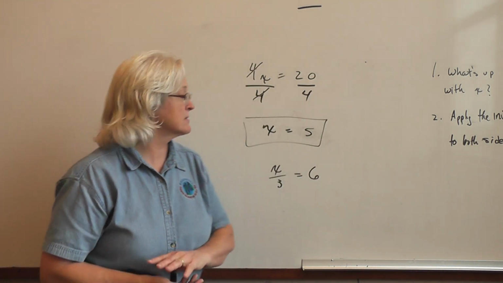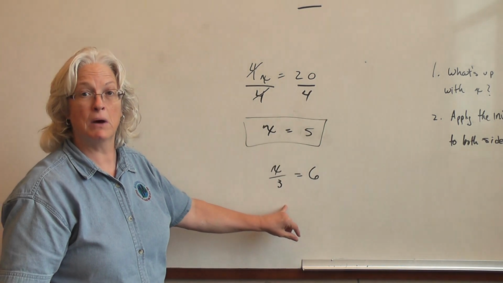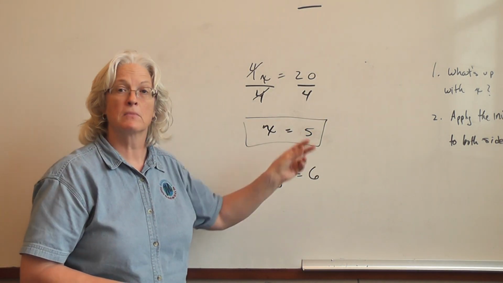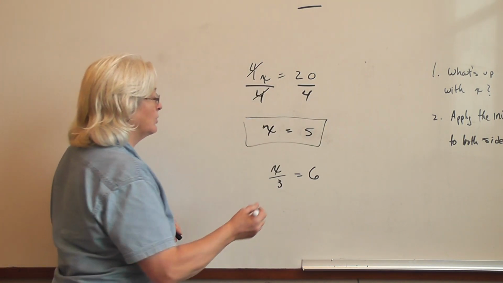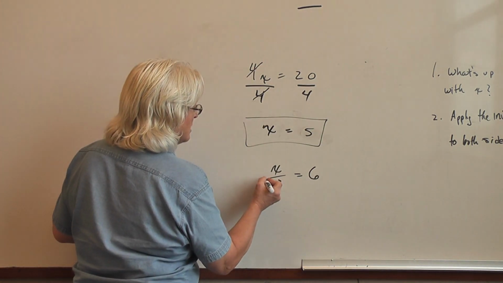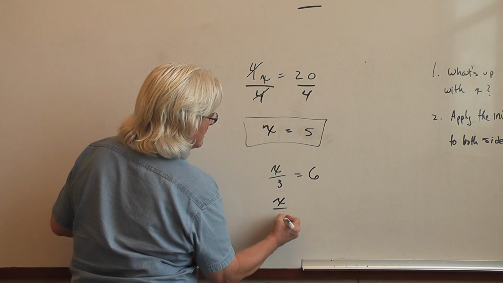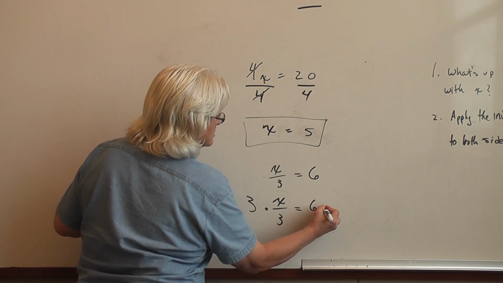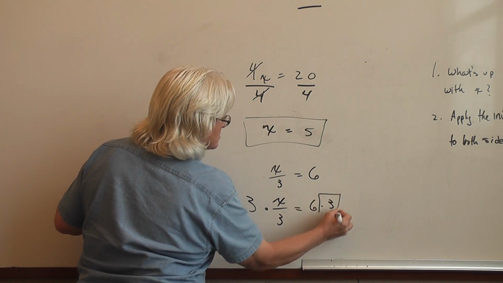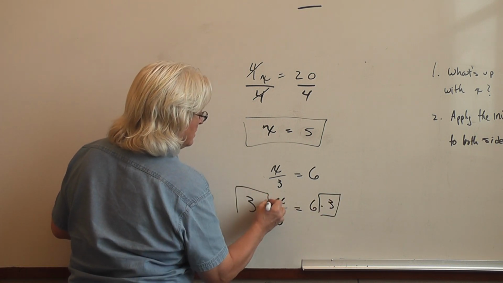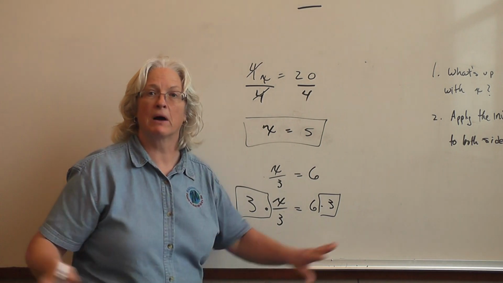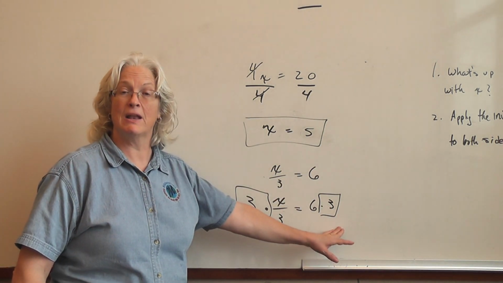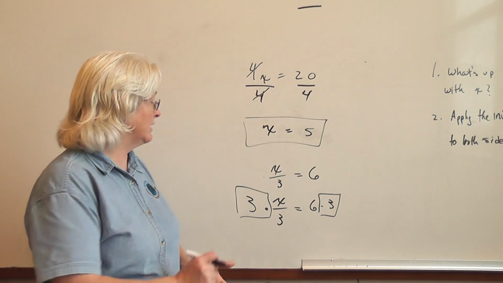First, what's up with x? X has been divided by 3. We're going to take the inverse of division, which is multiplication, and we're going to now show on your paper that you are multiplying both sides of the equation by 3. And this is where I would be using a different color marker to say that my equation is still in balance. I've multiplied the left-hand side and the right-hand side of the equation by 3.